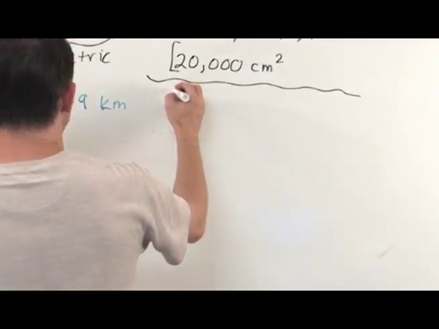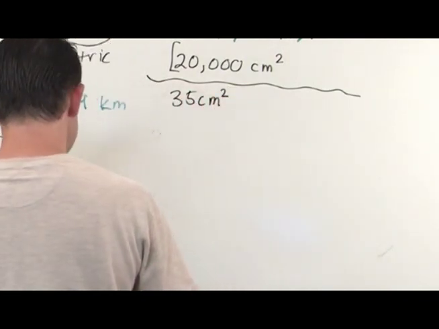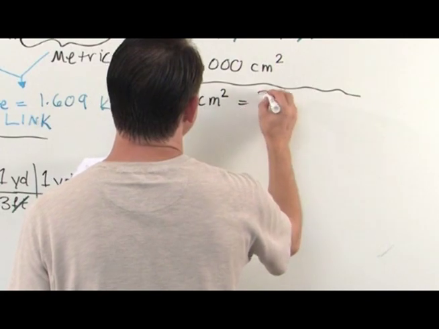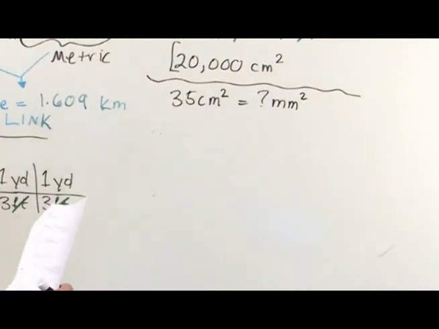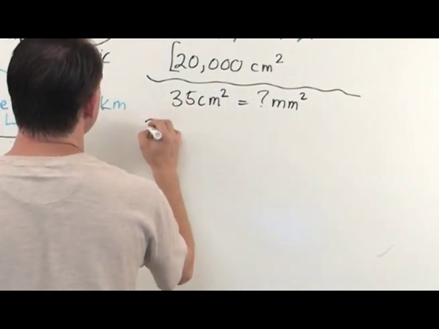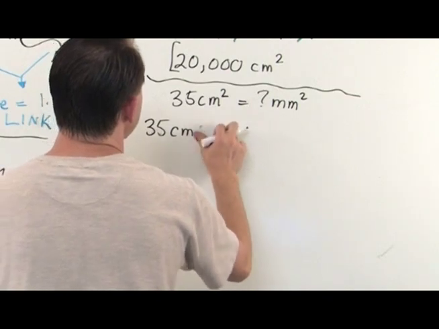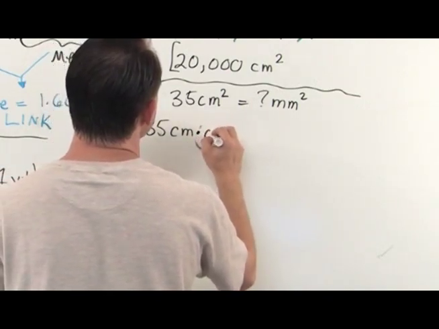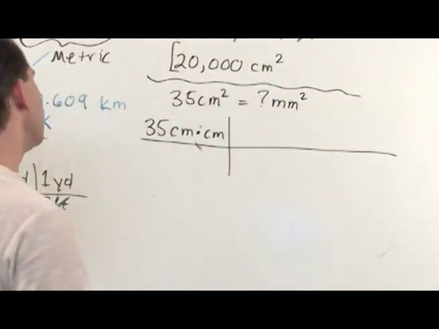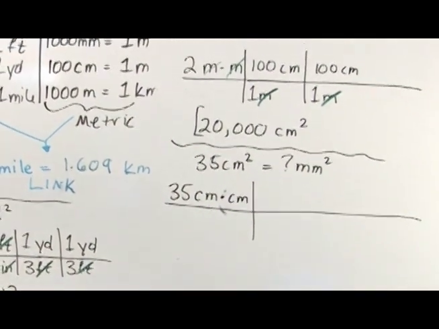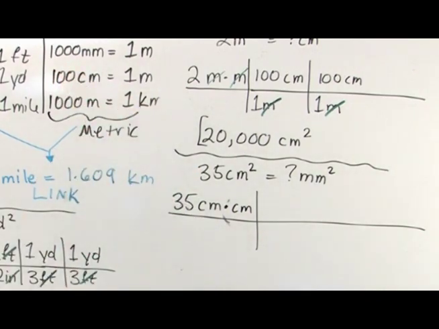So what if we have 35 centimeters squared, and we want to find out how many square millimeters that's equal to, okay? So first let's start out with 35 centimeters squared, so I'm going to write it as centimeters times centimeters. Now let's look over here and see, can I go directly from centimeters to millimeters? And I really don't have anything written down.